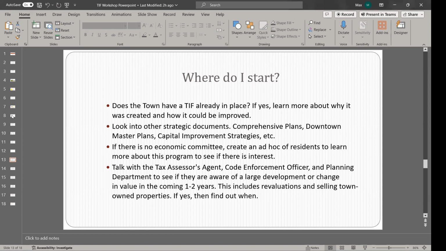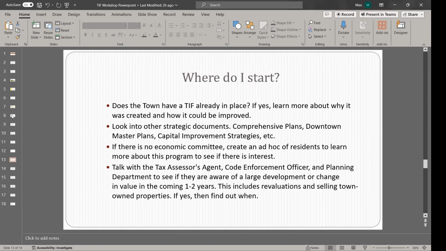If your town does not have an economic committee or group that's dedicated to these types of pieces of research, create an ad hoc committee of residents so that they can learn more about this program and see if there is interest in the community based on the perspective of some average residents.